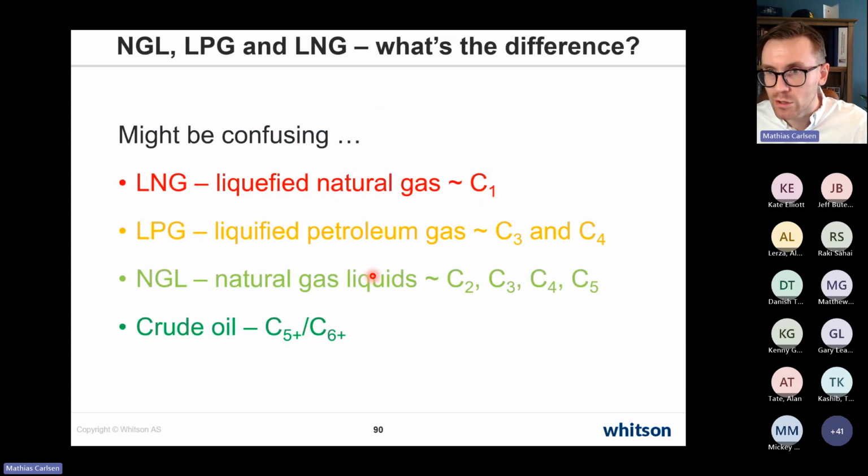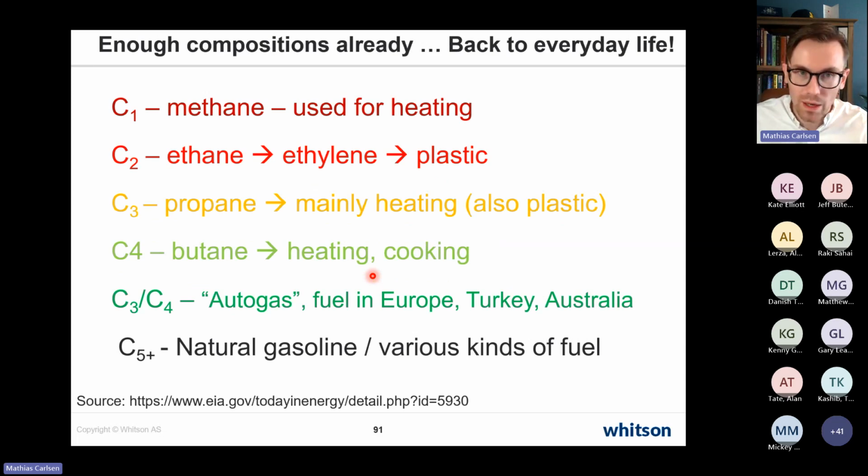In terms of how you link this to what you hear about all the time, NGL, LPG, LNG, what's the difference? It might be a little confusing, but liquefied natural gas is primarily liquefied methane. Liquefied petroleum gas is typically C3 and C4. NGLs, natural gas liquids, are C2, C3, C4, and C5. Crude oil is typically higher than C5. And where do you use it in your day-to-day life? Methane we use for heating, ethane for plastic, etc. And the fuel in your car is typically stuff that's heavier than C5.